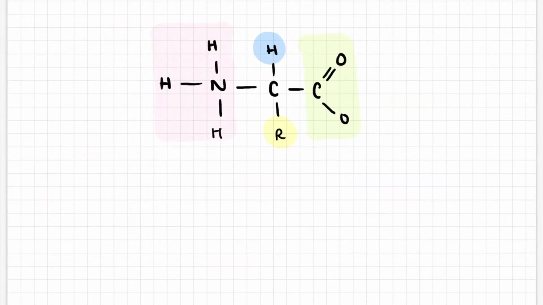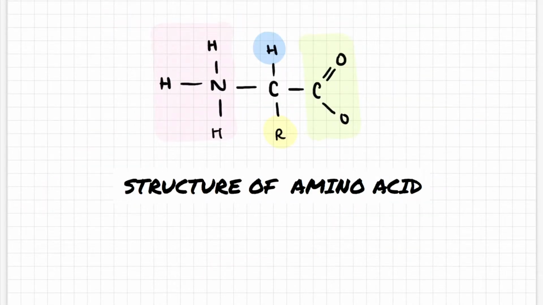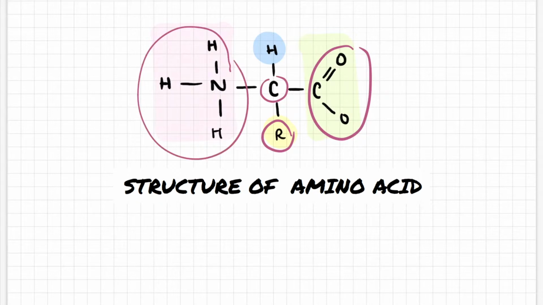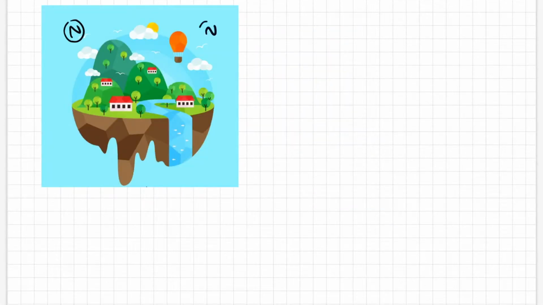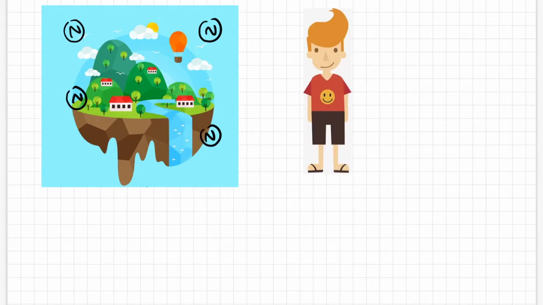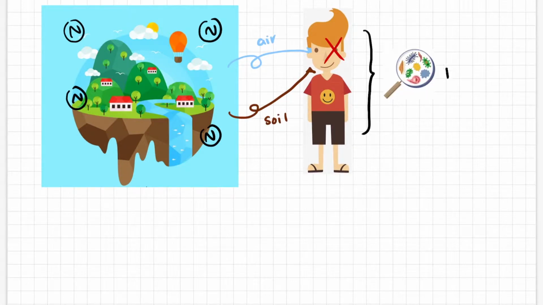In this figure, it is shown the general structure of an amino acid, which consists of a carboxyl acid group, an alpha carbon, the R group that varies for every amino acid, and of course the amino group that contains the nitrogen. Although nitrogen is abundant in the environment, humans cannot directly use it from the air or soil, but instead we depend on microbes and green plants to convert it into a form our body can use.